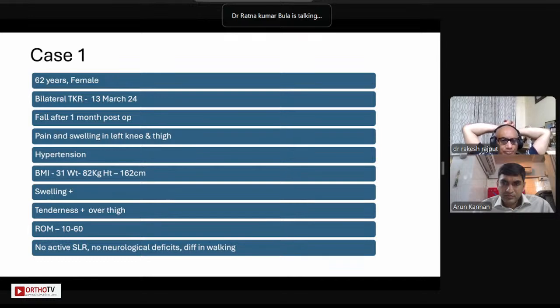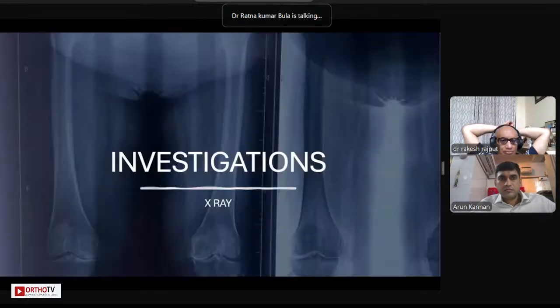Range of motion: active flexion of 10 to 60 degrees was present. There was no active extension. There was no active straight leg raising. Neurological examination was normal and the patient also had difficulty in walking.